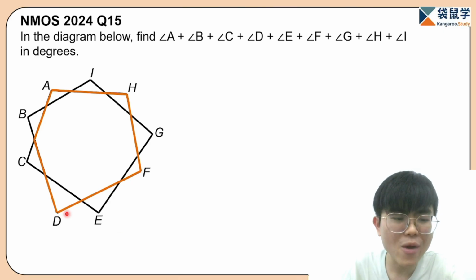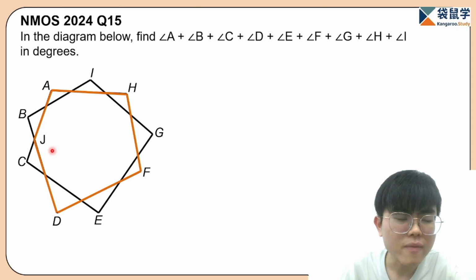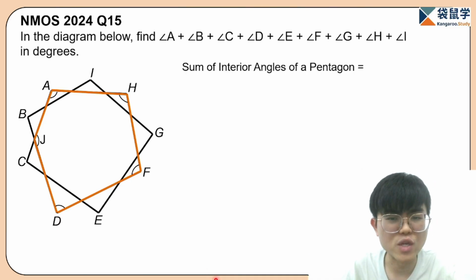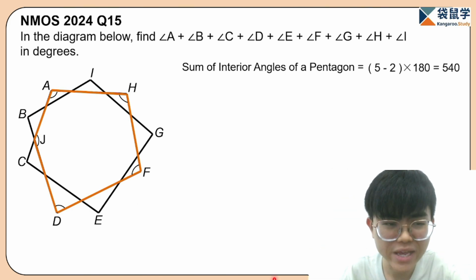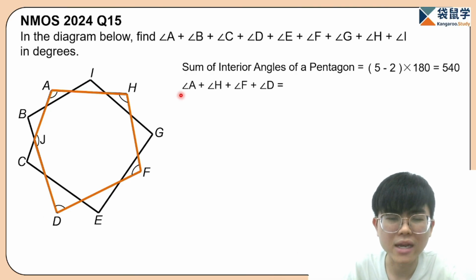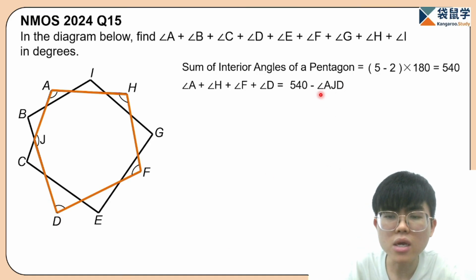So you can see that now we have a pentagon. In this pentagon, let's say this is a point J. All of these are what we call the interior angles of the pentagon. So the interior angle sum for the pentagon, with 5 sides, will be 5 minus 2 times 180, which is 540. So we know that the sum of the angles A, H, F, D, and AJD will be the total of 540. But there is one extra part. You see, AJD here is not what we want, so we still have to subtract AJD.